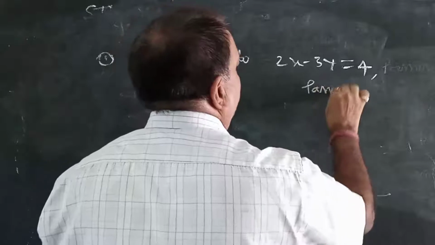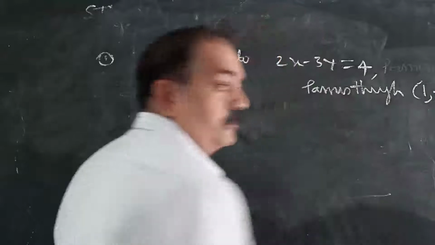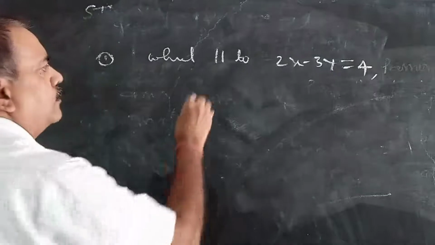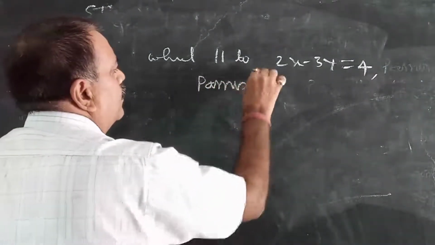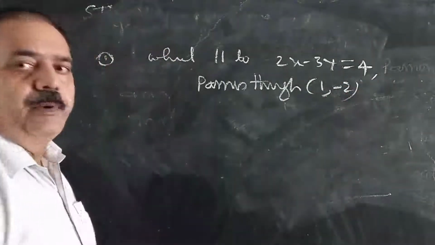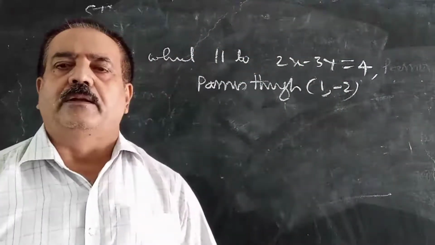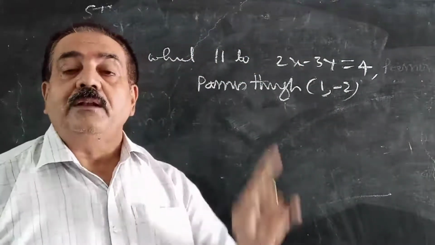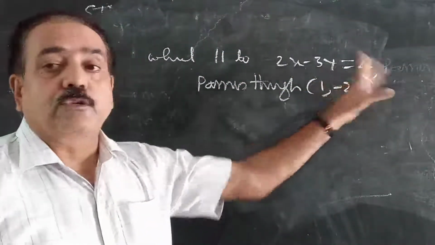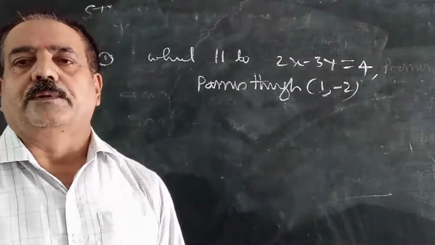Find the equation of a line that passes through 1 and minus 2. What you have to find? We have to find the equation of a line. What condition is given? The line is parallel to the given line 2x minus 3y is equal to 4, and it passes through 1, minus 2. One coordinate is also given.